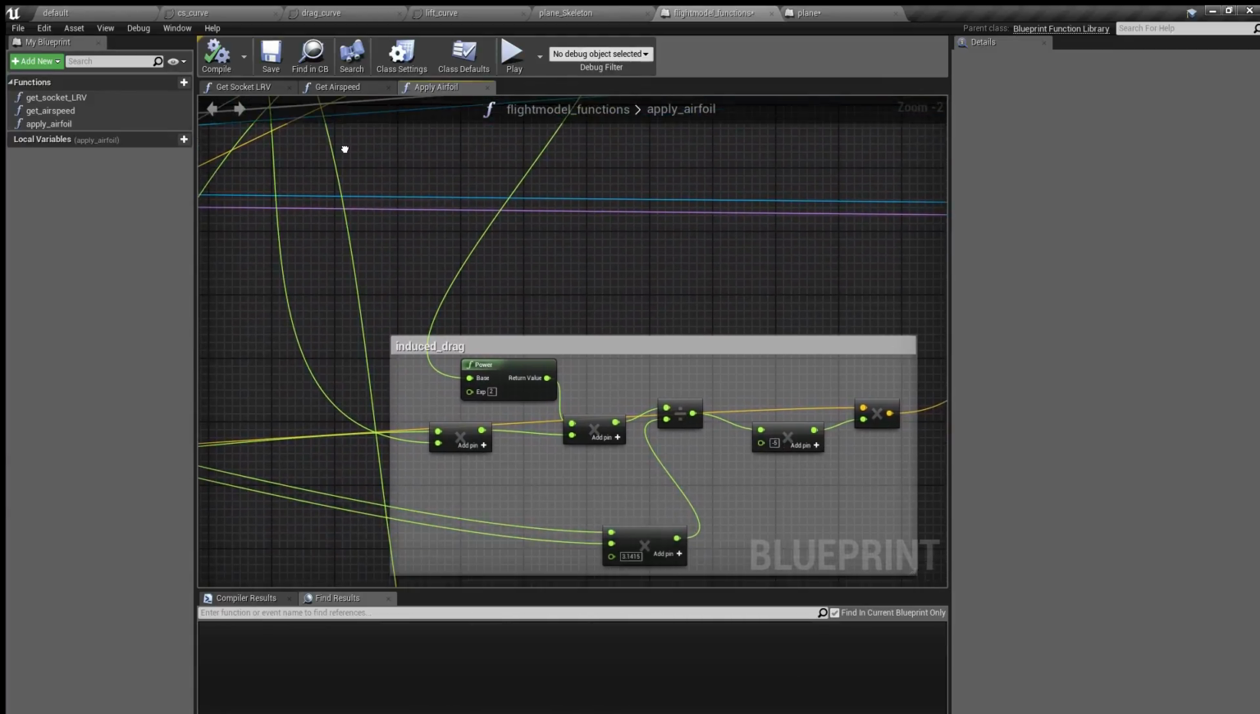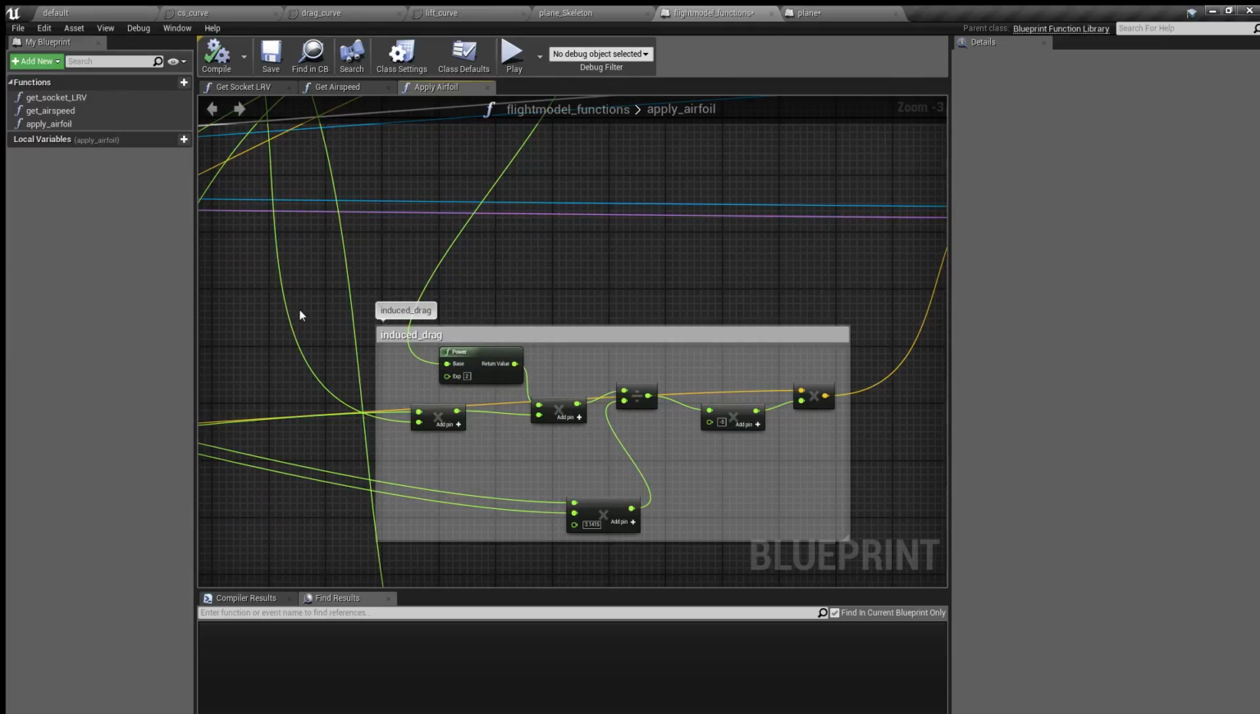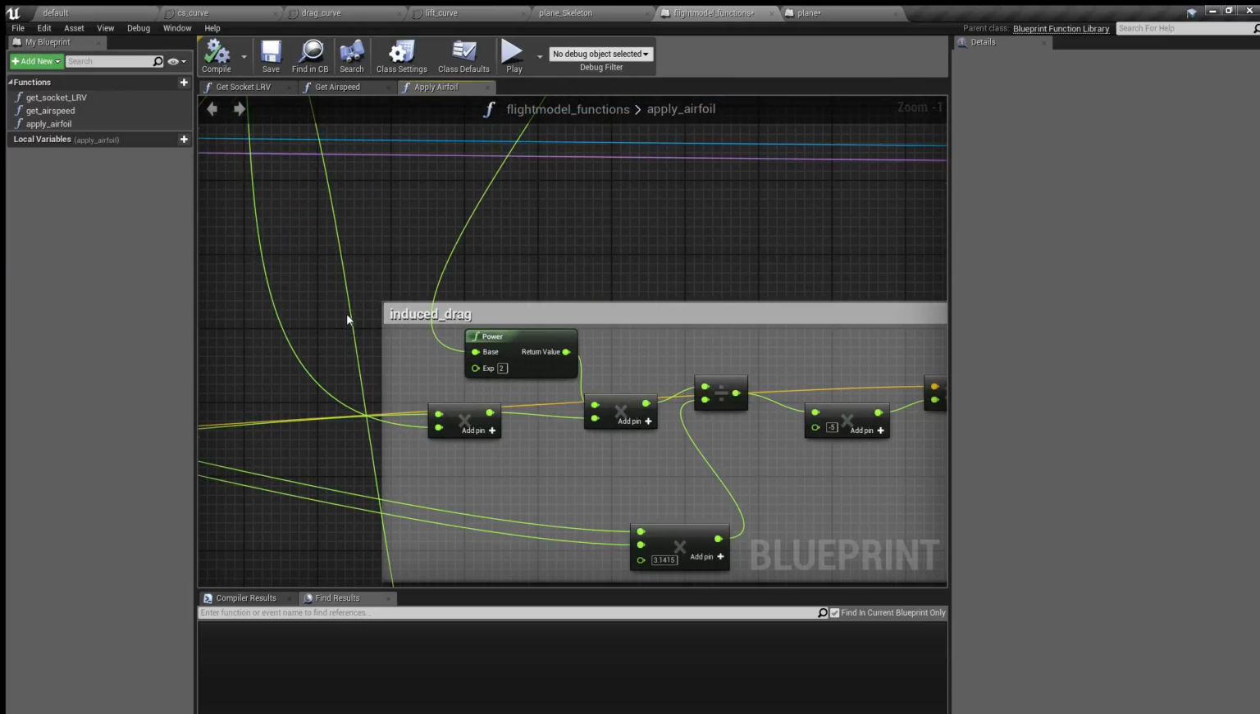Now, induced drag is a bit complicated. I don't know if I can properly explain it.